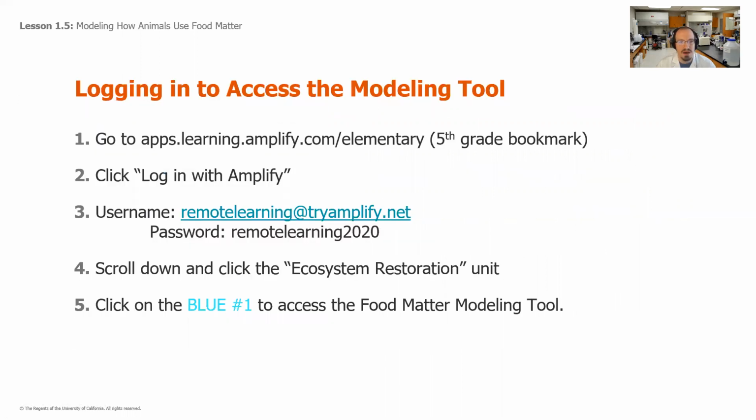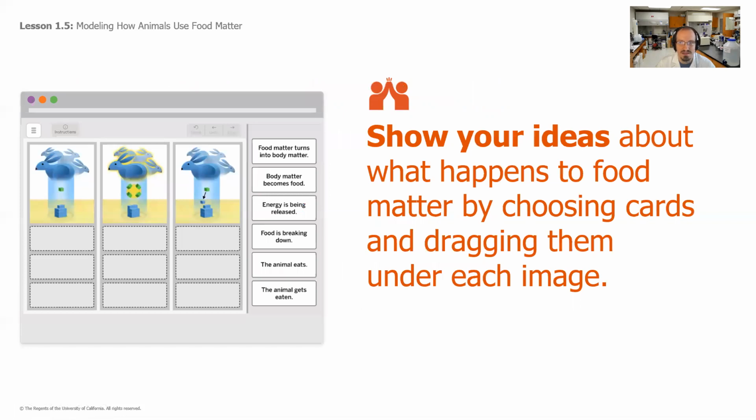So to get to that modeling tool, we're going to go back to the bookmark with our apps in it. You should already be logged in, so you shouldn't have to log in again, but if you do, that's how to do it. Scroll down to ecosystem restoration again, and you're going to click on the blue number 1 to access the food matter modeling tool. When you get there, your screen should look something like this.